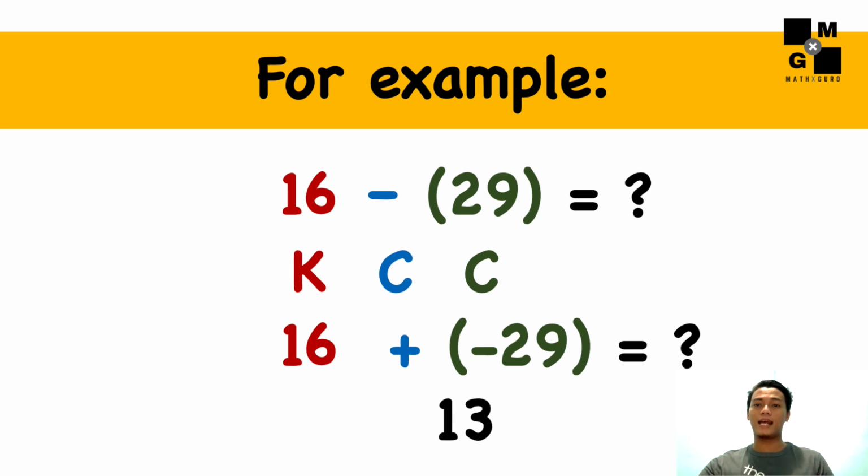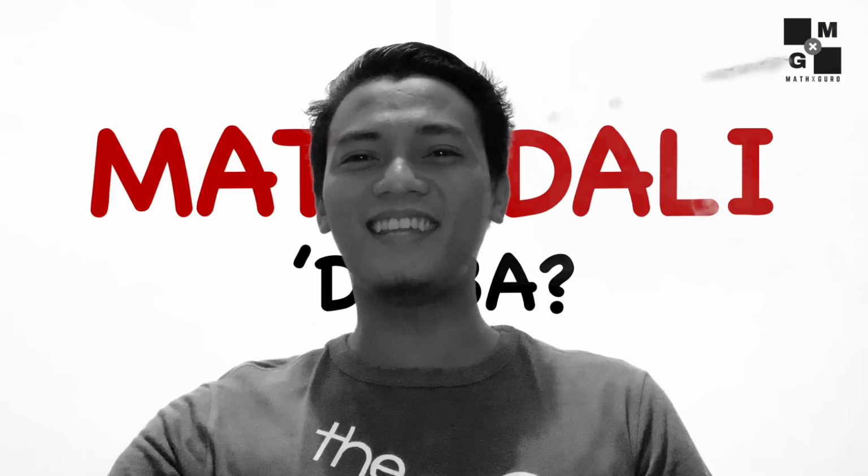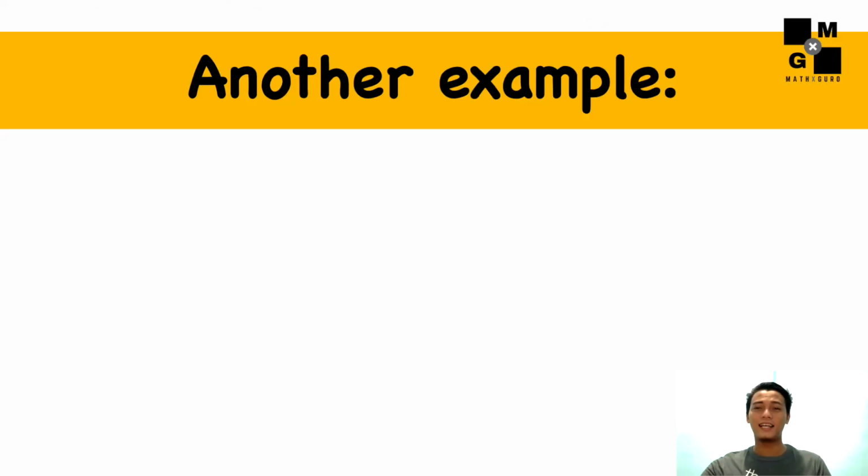But what will be the sign of 13? The sign is negative since negative 29 has the greatest absolute value. Madali, di ba? Another example.